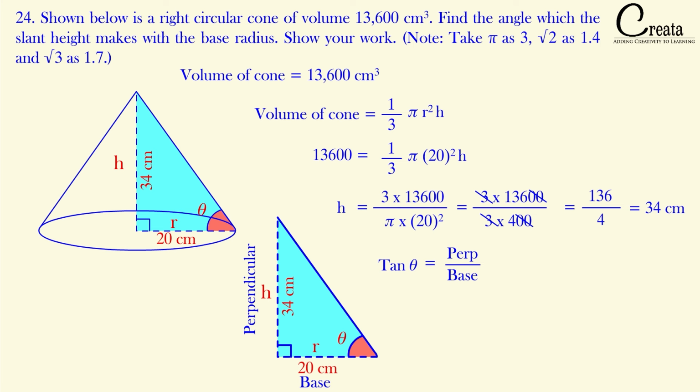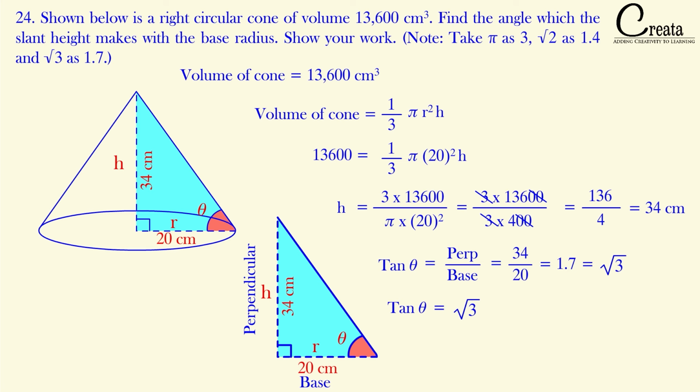Further, we got tan theta is equal to perpendicular upon base. Perpendicular is 34, base is 20. So tan theta will be equal to 34 upon 20. And 34 upon 20 will be equal to 1.7. We got tan theta as 1.7. And if you refer to the question, 1.7 is root 3. In the note it is given, take root 3 as 1.7. So we got tan theta is equal to root 3.